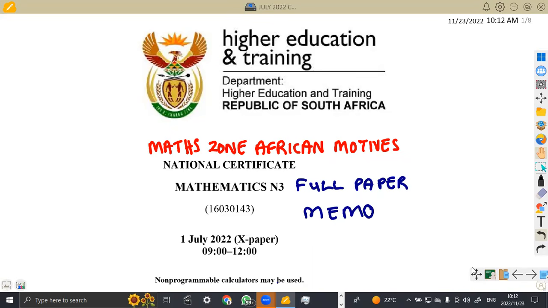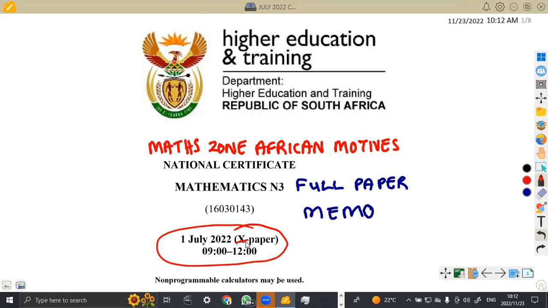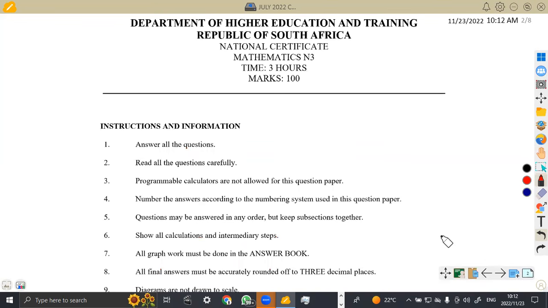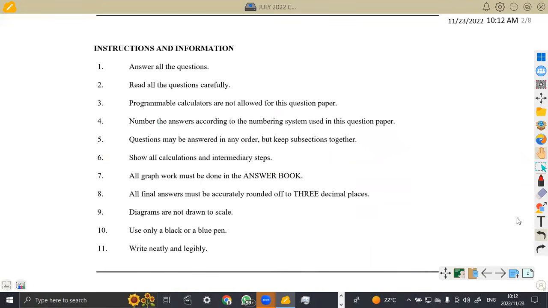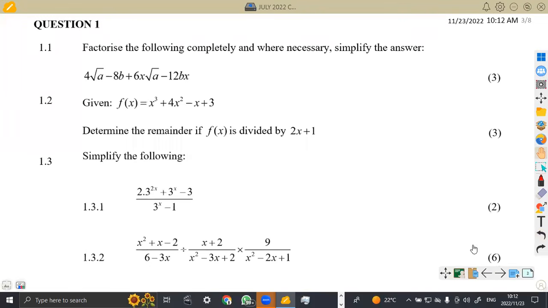So on this platform, we have the question paper which was written in July 2022 that we are going to focus on. That is the exam paper from NATED Engineering. As usual, the first thing is to work on the instructions and the information, so make sure that you read the instructions that you are given.